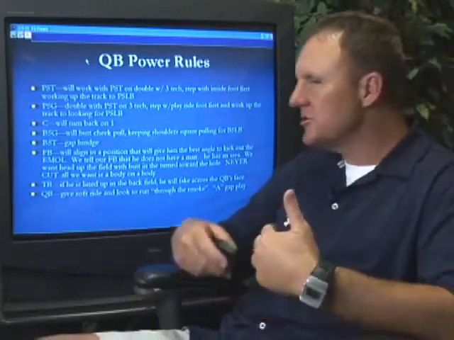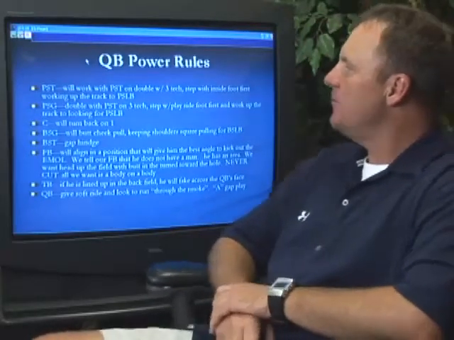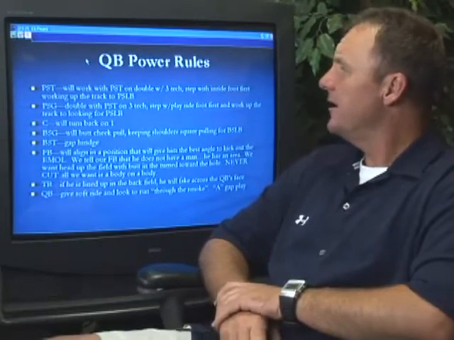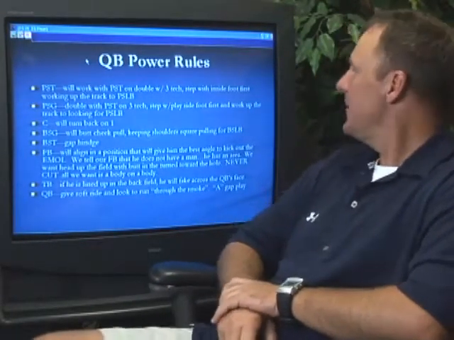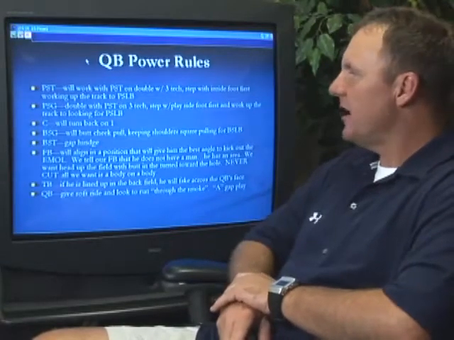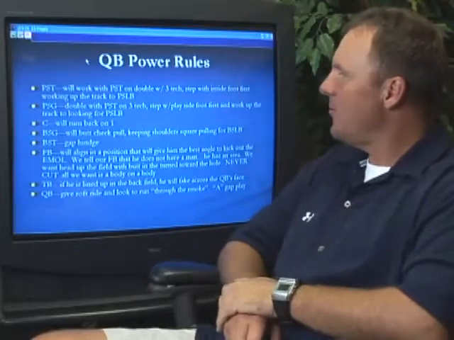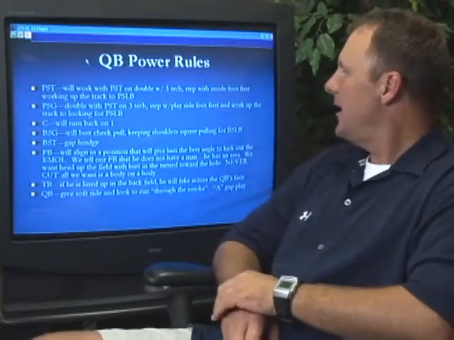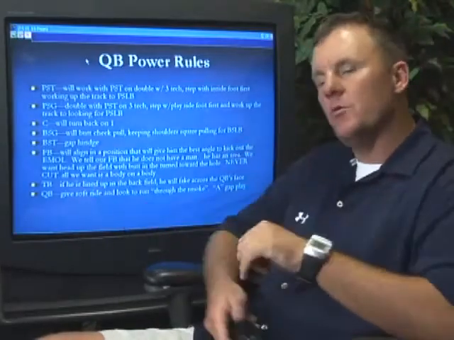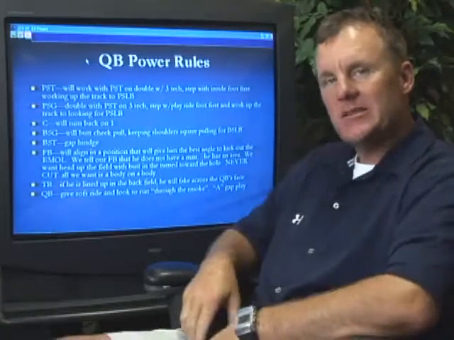Our power rules are much like everybody else's power rules, but we're going to go through them. Our play side tackle will work with the double team with the 3 technique. He'll step with his inside foot first, working up the track to the backside linebacker. The play side guard doubles with the play side tackle. And again, they're working foot to foot. We want to create that merge as they work up their track to the backside linebacker.